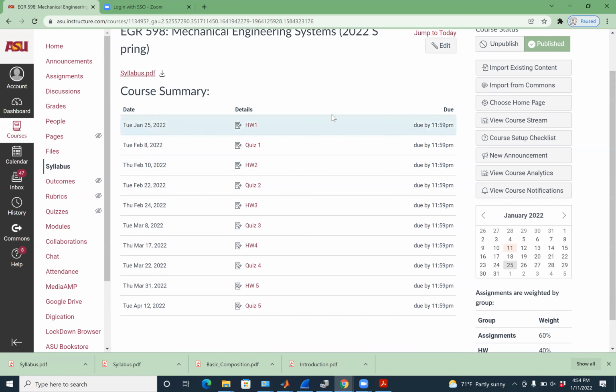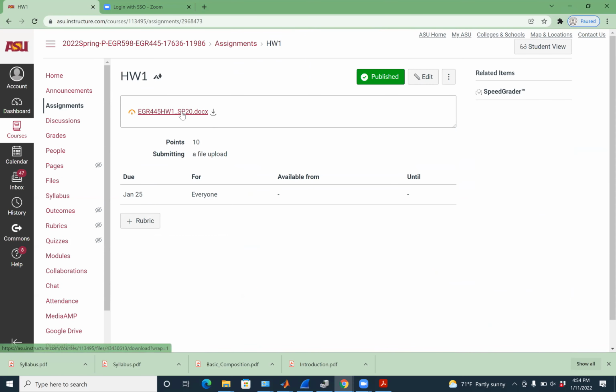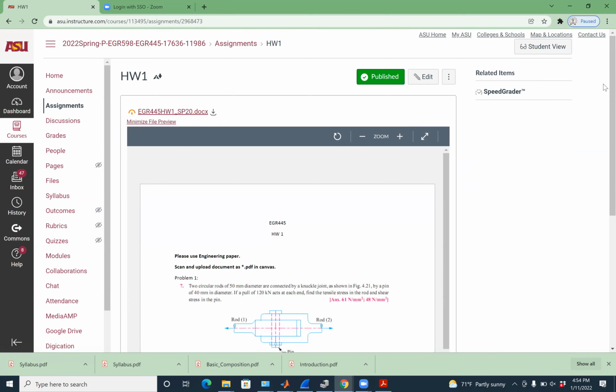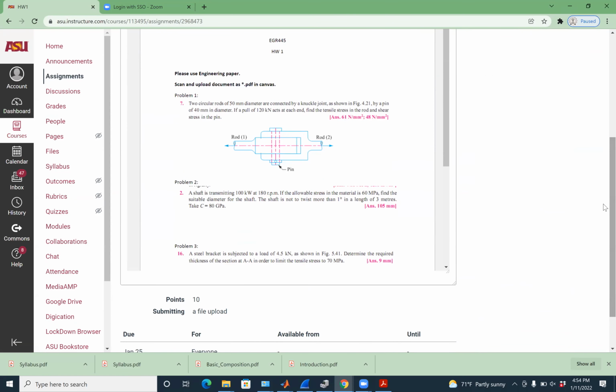So I would quickly talk about what is in the homework. And even though the homework says SP20, they are the same homework. So I would follow the same homework. So first homework, homeworks are easy. Quizzes require a significant amount of work.